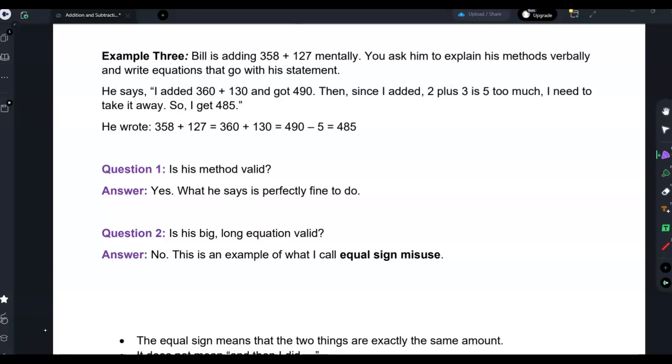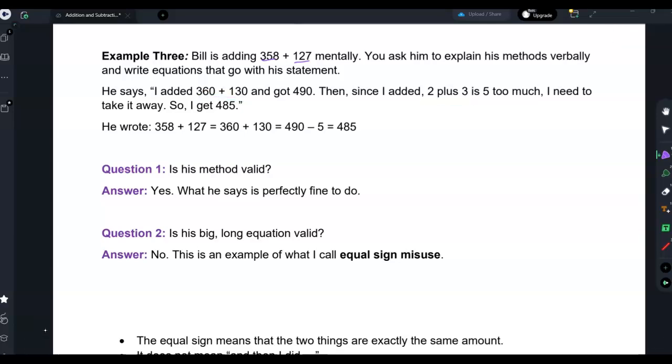Then, since I added 2 plus 3, that's 5 too much. I needed to take it away, so I get 485. So instead of using 358 and 127, he used 360 and 130. But because he added 2 and added 3, that means he added 5 too much. So he needed to take that away. And so the 490 he got, take away 5 to be 485.